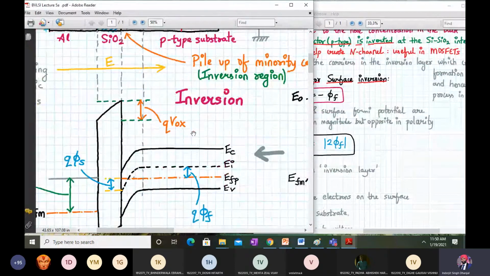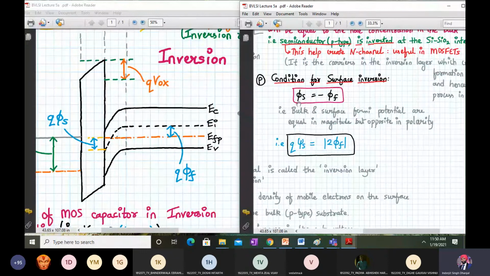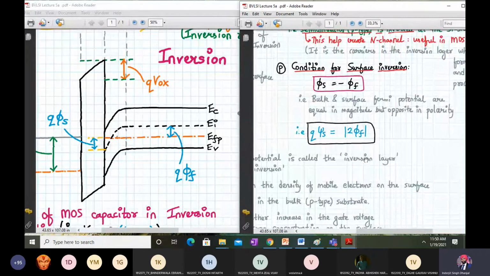So what is the condition for the surface to be inverted? The condition is as follows: your phi_s, which is your surface Fermi potential, should be equal to minus phi_F, which is your bulk Fermi potential. They are equal in magnitude but opposite in polarity. Or else, if we want to say this in terms of q·psi_s, it will be |2 phi_F|, mod of twice phi_F.